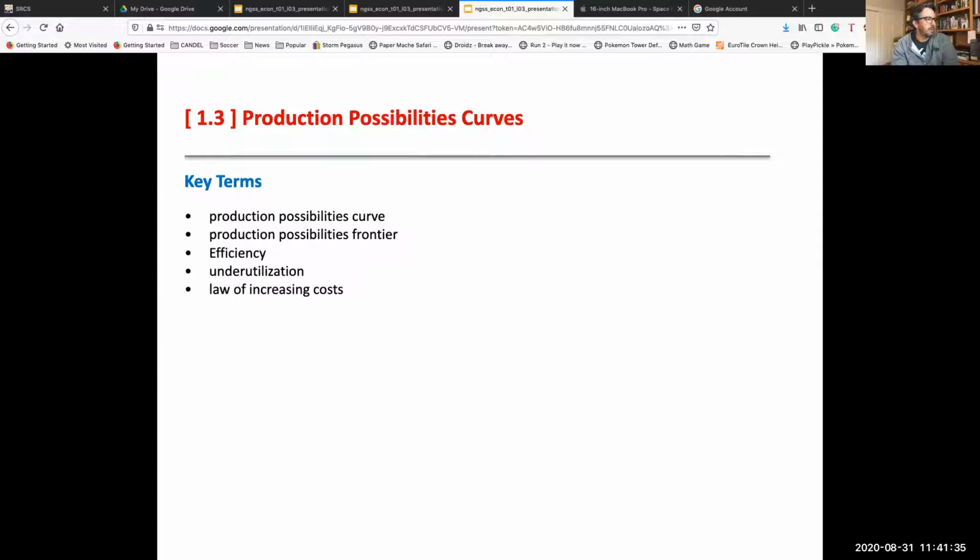Key terms: production possibility curve, production possibility frontier, basically the same thing, so you can think of those as interchangeable. Efficiency, underutilization, basically opposites of one another. If you have efficiency, you are utilizing your resources correctly and efficiently. And if you're underutilizing, you're inefficient. And of course, the law of increasing costs, which we'll get into.